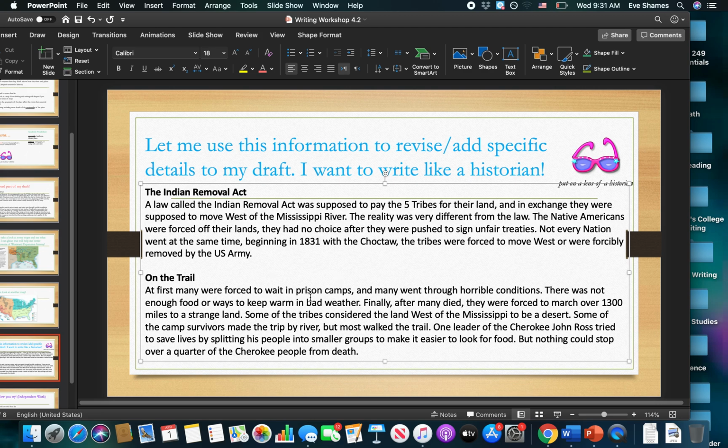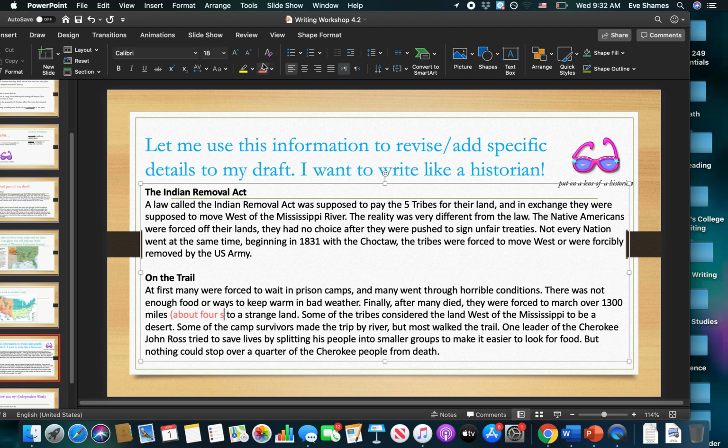So at first, many were forced to wait in prison camps, and many went through horrible conditions. There was not enough food or ways to keep warm in bad weather. Finally, after many died, they were forced to march over 1,300 miles, and I'm going to add that this is about 4 states, just so that people have context and understand how large that is. About 4 states to a strange land. Some of the tribes considered the land west of Mississippi to be a desert. And now I know that this desert climate is different than the subtropical humid climate they're used to.